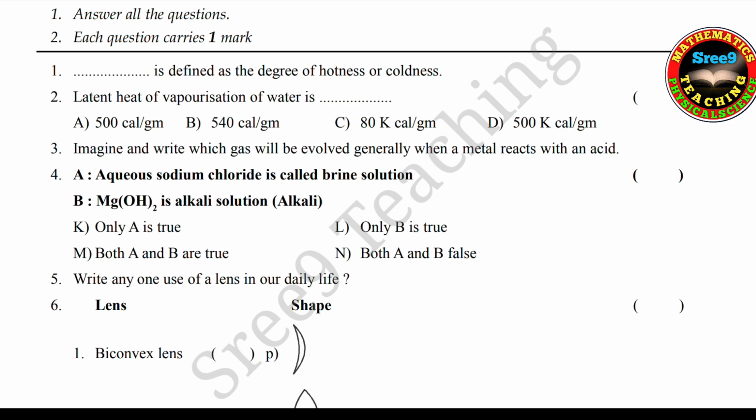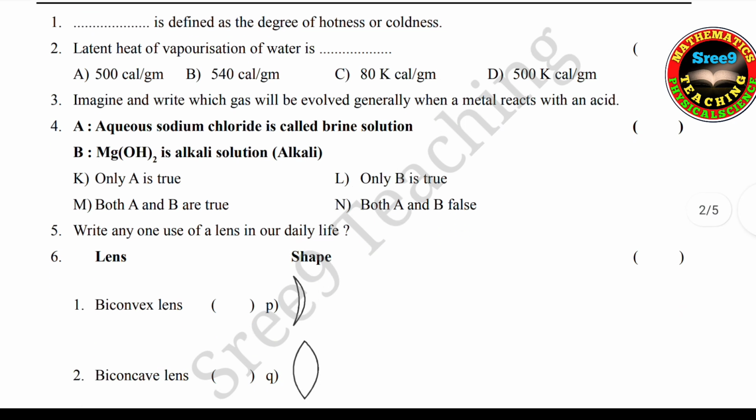Now fourth one, you see there. There are 2 statements given. Statement A, aqueous sodium chloride is called brine solution. Statement B, Mg(OH)2 is alkali solution, that is alkali. Here these 2 statements are given and the options: option K, only statement A is true. Option L, only statement B is true. Option M, both A and B are true. And option N, both A and B are false.